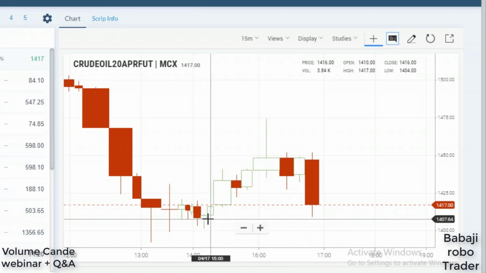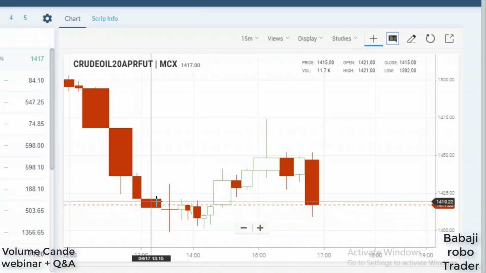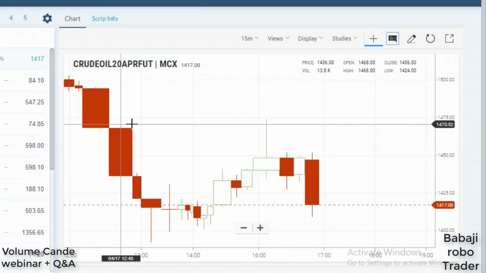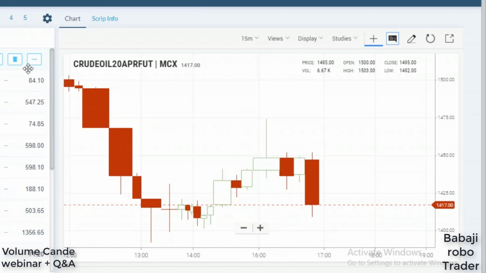So we are focusing on the pin bar with the bigger volume for the reversal. If you find the bigger volume, go for the long when the high is broken. If the high is broken, go for the long. For the sell, if the low is broken, go for the sell. Understood, everyone?